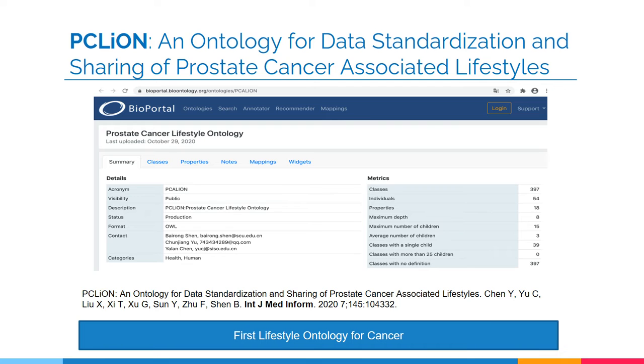PCLION integrates 397 lifestyle and lifestyle-related factors associated with PCa and is the first of its kind for a specific disease. It contains 320 attribute annotations and 11 object attributes. The logical relationships and completeness meet the ontology requirements. This was the first lifestyle ontology for cancer, which is a perfect building block for our database.